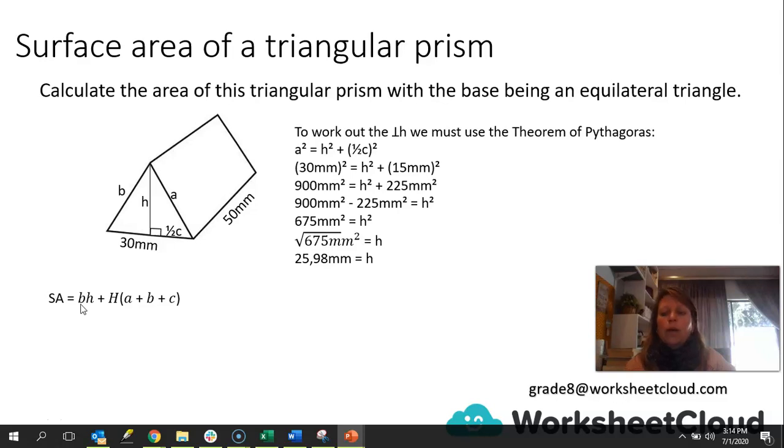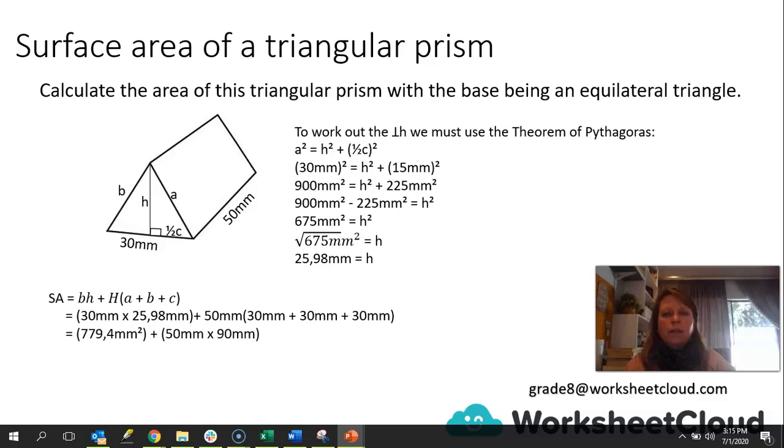We can then say what the base is. The base is 30, the height is 25,98, then the height of the whole prism is 50, plus 30 plus 30 plus 30, because those are the sides of our equilateral triangle. And there we have all our measurements. Remember, we don't have to say half base because we're just going to multiply it by 2 anyway, because we have 2 triangular bases. So 30 millimeters times 25,98 is going to give us 779,4 millimeters squared.